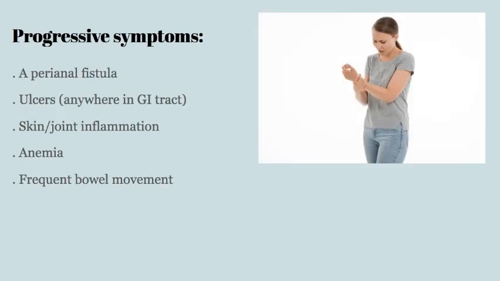As the disease progresses, you could end up developing a perianal fistula, ulcers anywhere in the GI tract, skin and/or joint inflammation, anemia, and/or frequent bowel movements.